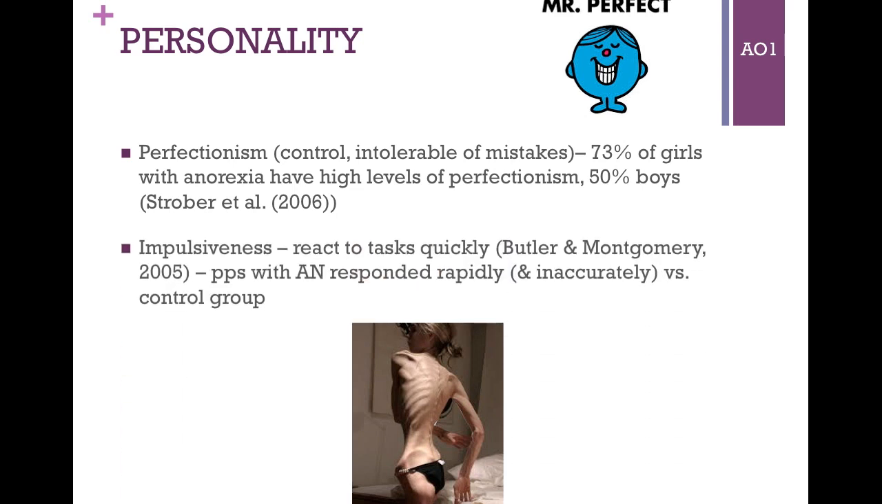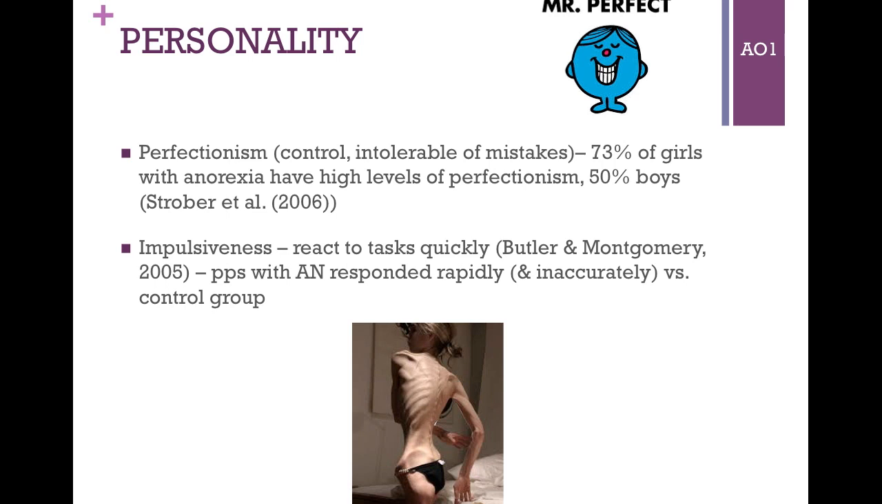A second personality type that's been linked to anorexia is impulsiveness. Now, this personality trait has been linked to reacting very quickly to things, doing things off the cuff, not really thinking, going for something straight away. And that has actually been linked with anorexia as well. So, an impulsiveness personality type has been linked to anorexia.